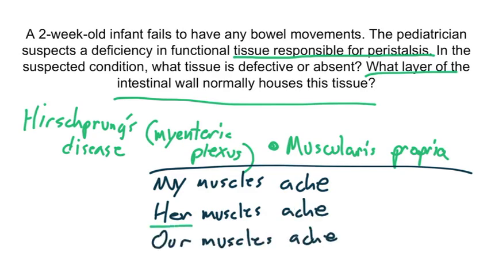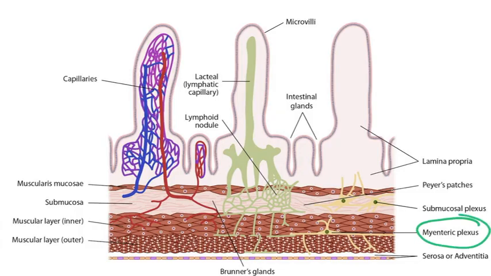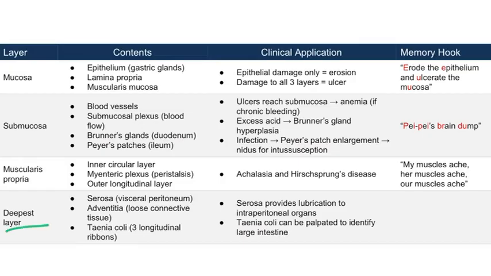We're dealing with Hirschsprung's disease, which results from dysfunctional myenteric plexus, also called the Auerbach's plexus, and this is sandwiched in the middle of the muscularis propria. And again, we can see the myenteric plexus right through here, sandwiched between the inner circular layer and the outer longitudinal layer. Now let's go to the deepest layer, the serosa, or the adventitia.